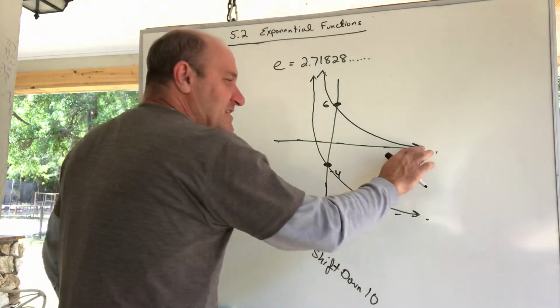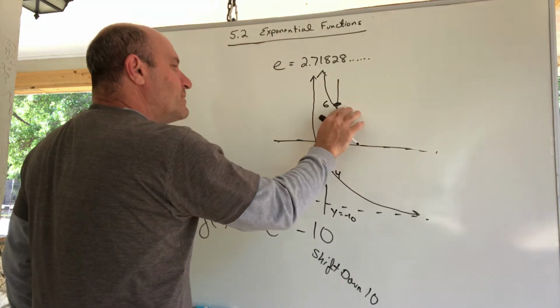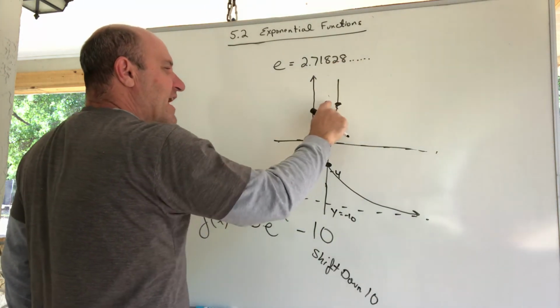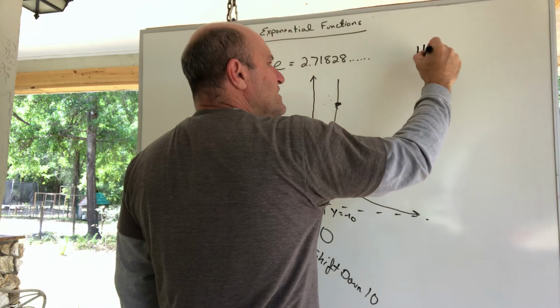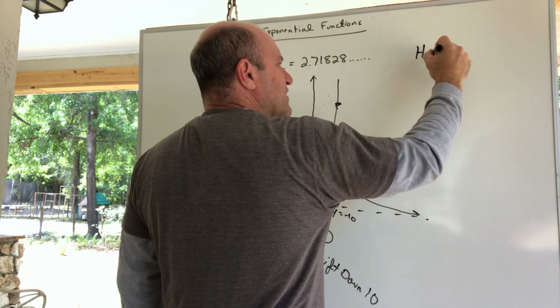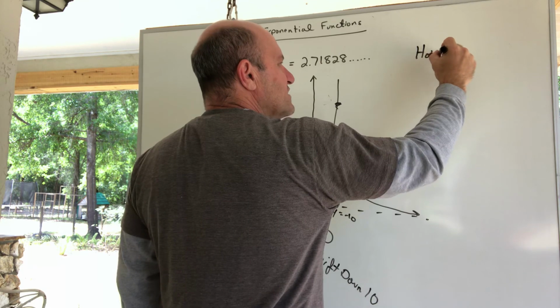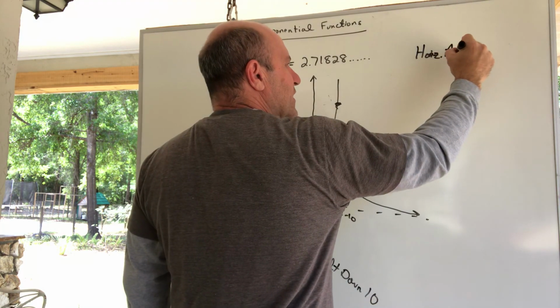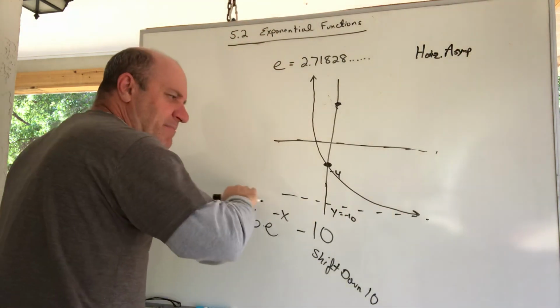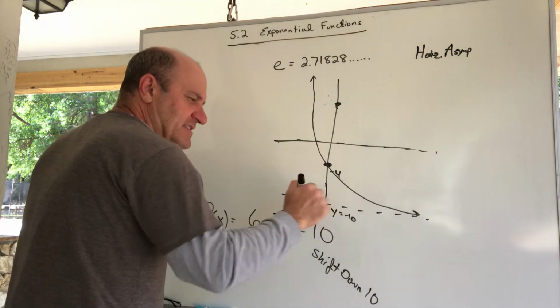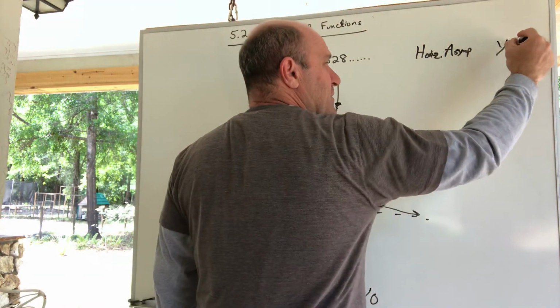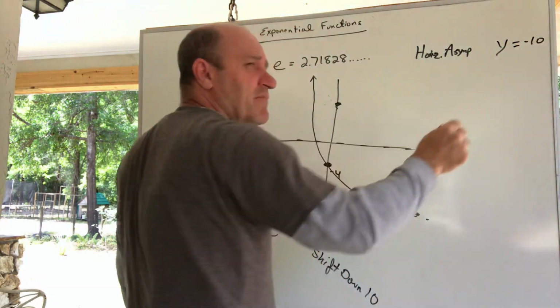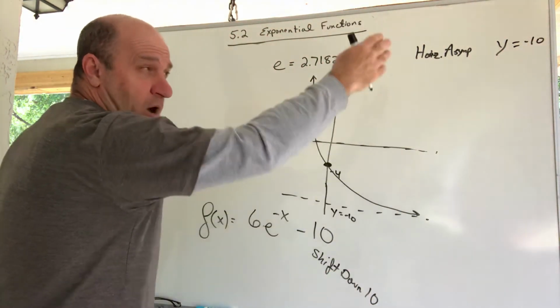I like to ask these questions. The book doesn't exactly ask these questions the way I do. I like to ask, what is that horizontal asymptote? It's this imaginary dashed line, and it's y equals -10. That's its name. It's not a point. Please don't give me a point. It's a line, y equals -10.